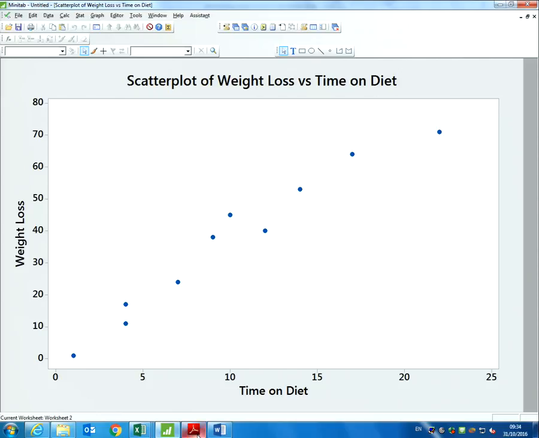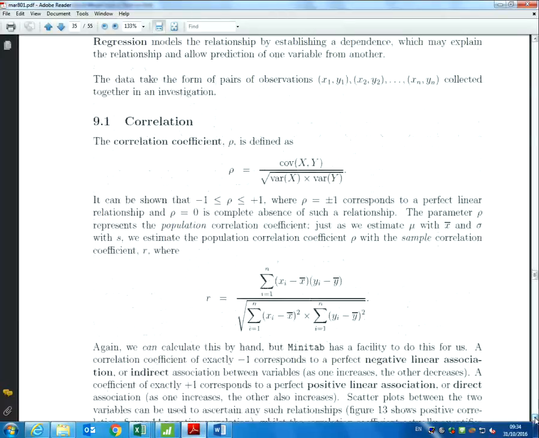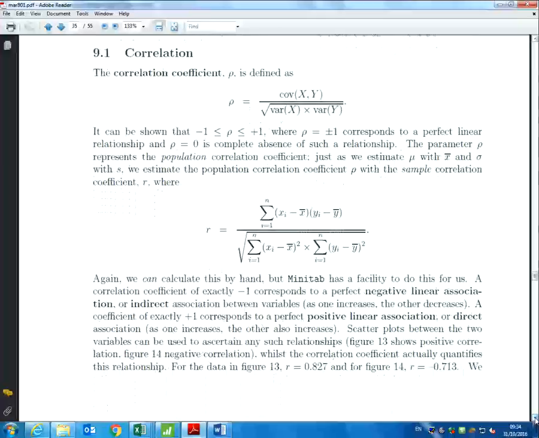Okay, so in your notes on page 35, you are given a very nasty equation that allows you to work out the correlation coefficient. Do you need to remember this equation? No, you definitely don't. Not for this module. You will use Minitab. Okay, you will use Minitab to calculate the correlation coefficient.